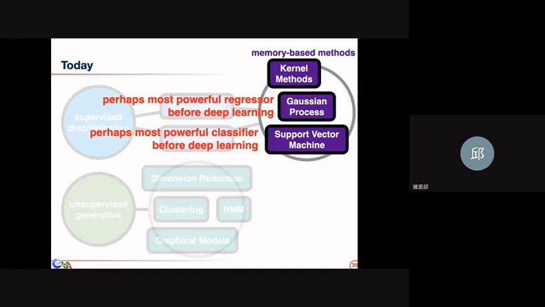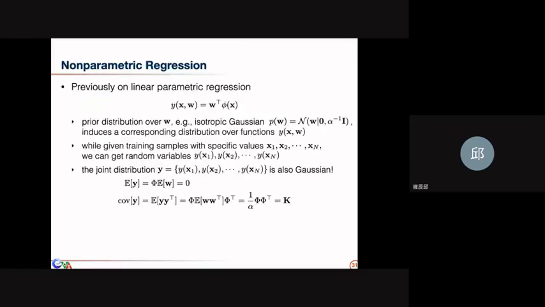It is mostly used for regression problems. Okay, so previously on linear parametric regression, we have such a form, right? This is a very simple form for the linear parametric regression problem. You have your feature representation of your input data X, and then you have the parameters of your regressor, and then this is your regression result Y.